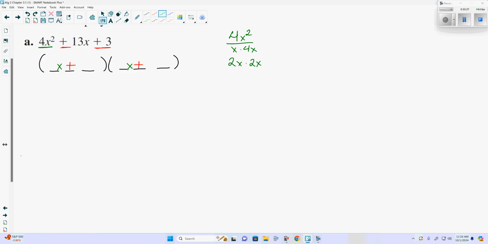So really what we're looking at with our first term is not really 4x squared, but the factors of 4, which is 1 and 4 or 2 and 2. Since we know x squared has to be x and x, we throw it in. We're really looking at the factors of 4. Only pick one, 1 and 4 or 2 and 2? 2 and 2.